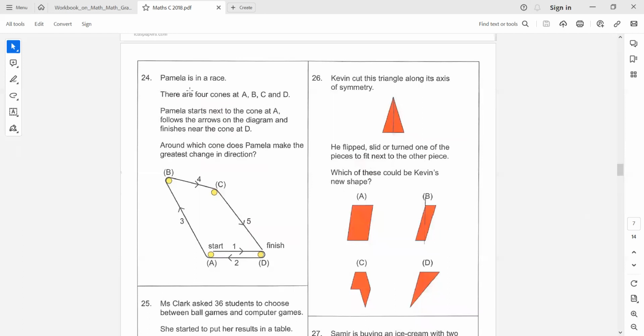Okay. Formula is in a race. There are 4 cones A, B, C, D. Formula starts next to cone A. Follow the arrows on the diagram. This is a directional question. And finishes near cone D. Around which cone does Formula make the greatest change of direction?